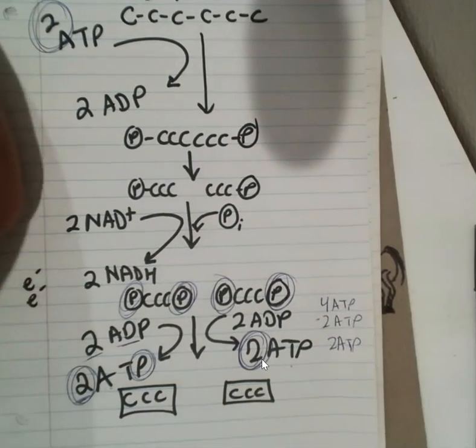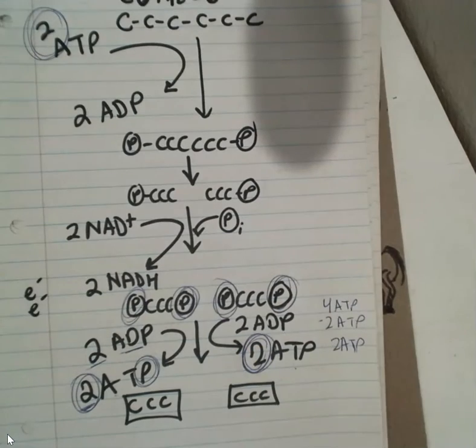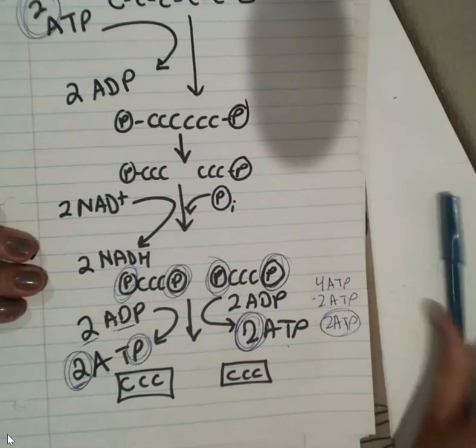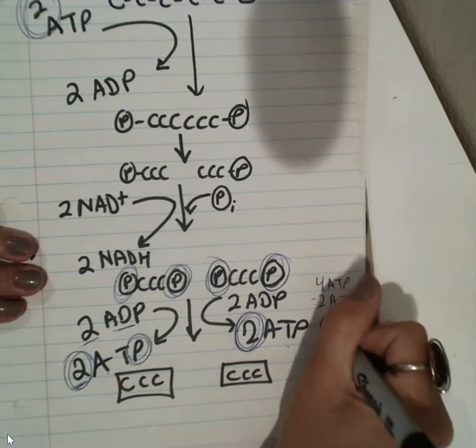Let me check my drawing, sorry. Okay, so I think I was saying something about the ATP. So your net gain of ATP at the end is 2.